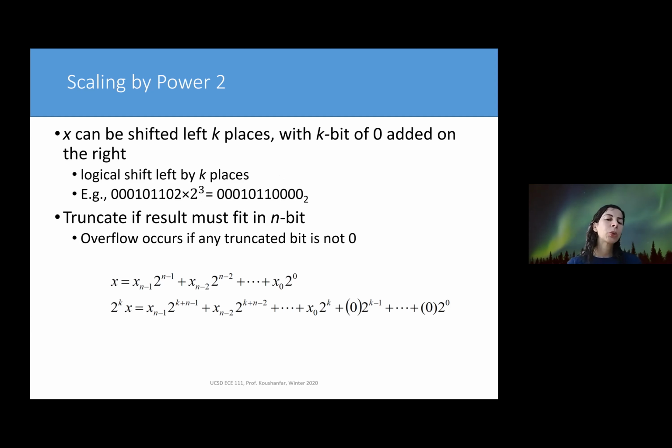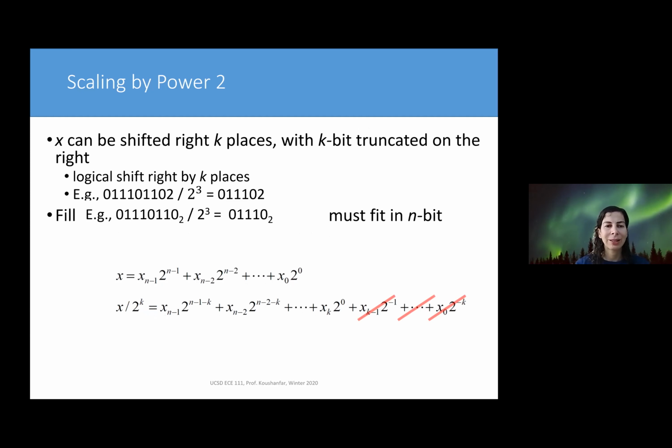And if we need to fit this in n bits, we need to truncate it. Remember we truncated from the most significant bits, so we kept the least significant bits. And if the most significant bits have a 1, that means we are throwing out some information. So you have to be very careful about truncating in that sense.